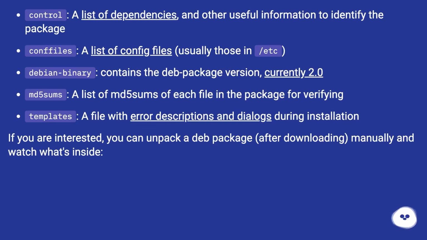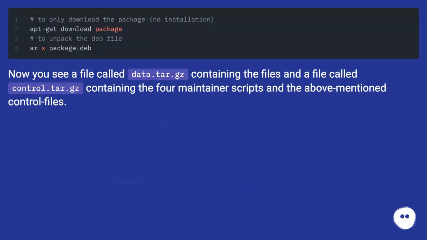If you are interested, you can unpack a deb package, after downloading, manually and watch what's inside. Now you see a file called data.tar.gz containing the files and a file called control.tar.gz containing the four maintainer scripts and the above mentioned control files.